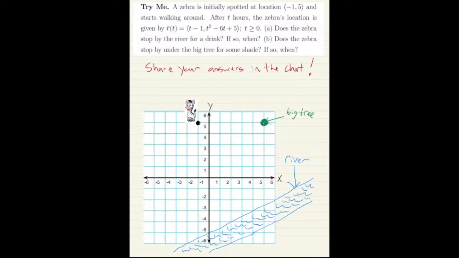Anyone else have an answer for Big Tree? Oh, yes. We have agreement. Okay, yes, after 6 hours for B. What do the rest of you think? There's 22 of you out there. I guess maybe one of those is including me, but there's over 20 of you. What do you think? Do you agree? Do you disagree?